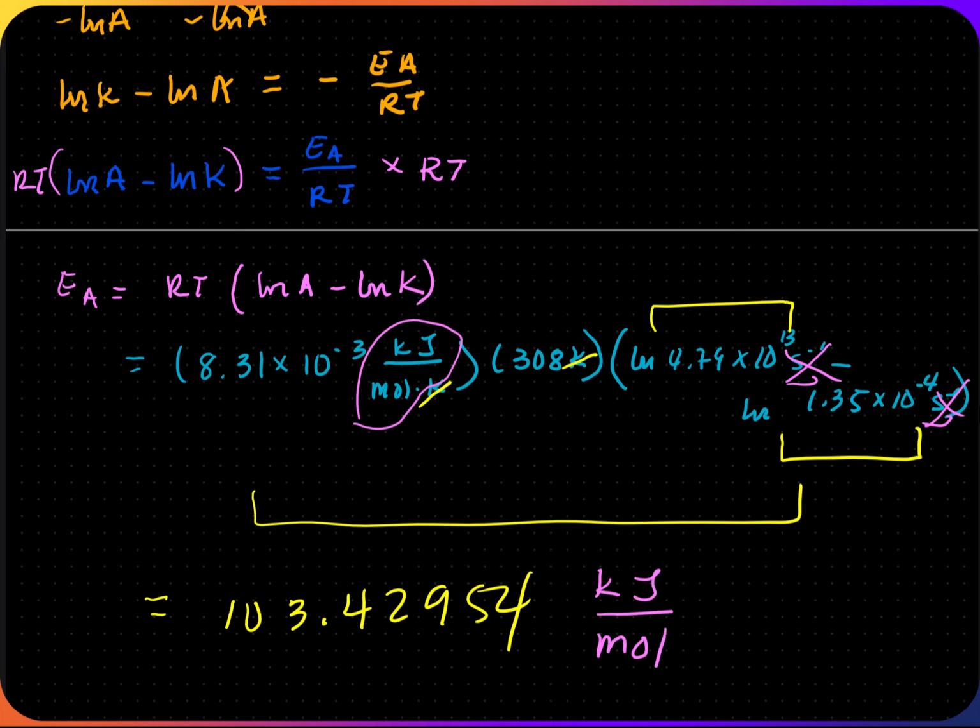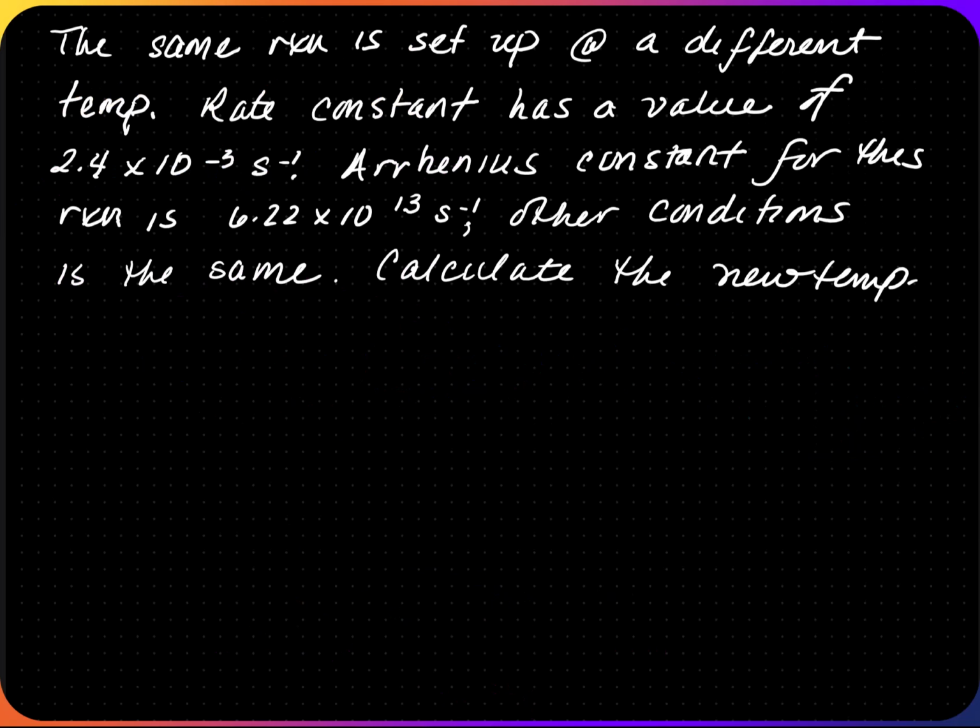Now if we go back and do sig figs, this is a constant, so it really doesn't count. The temperature has 3, the frequency factor has 3, and the rate constant has 3. So my final answer should have about 3. 1, 2, 3. I look one to the right. So it's 103 kilojoules per mole. Pause the video, try this one on your own, and then check your answer.